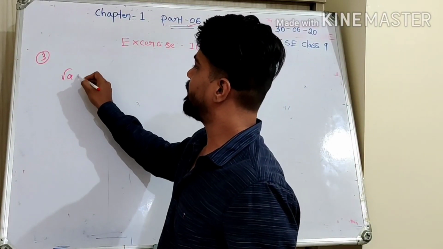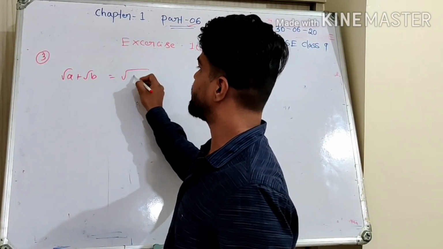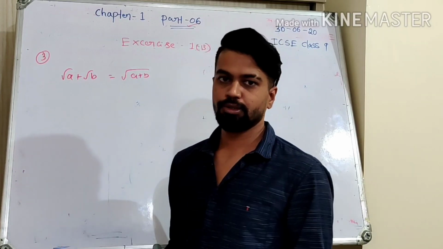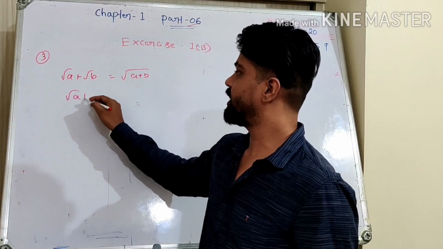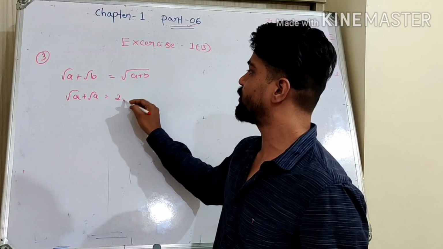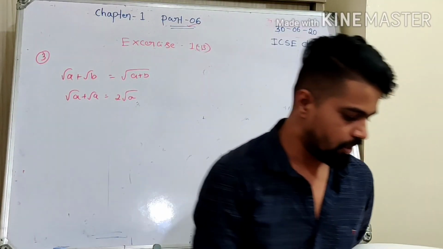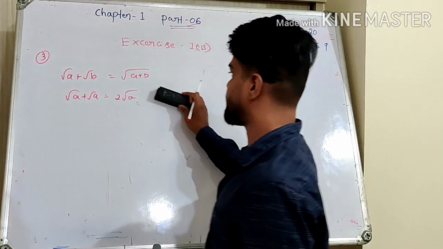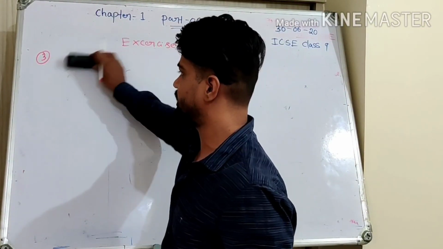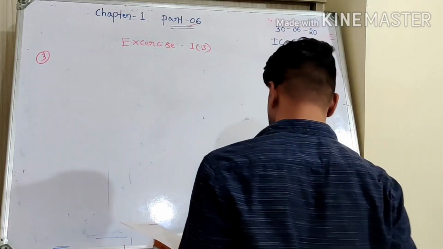See, root a plus root b cannot be written as root (a + b) unless both are equal. But root a plus root a will be equal to 2 times root a. That we can do. So like irrational numbers can be added, unlike irrational numbers cannot be added. Like terms and unlike terms in algebra, here also we have them.